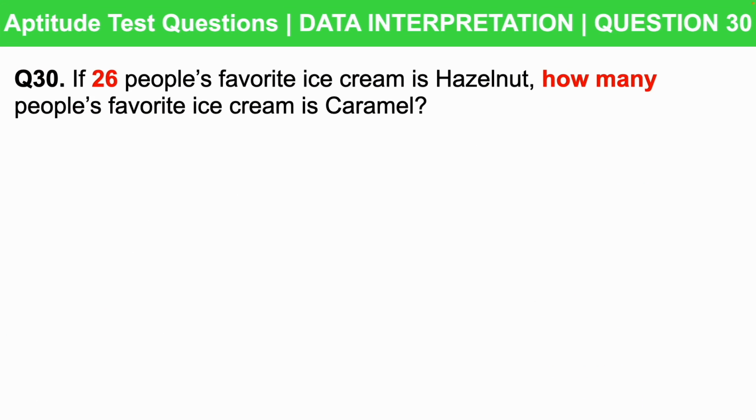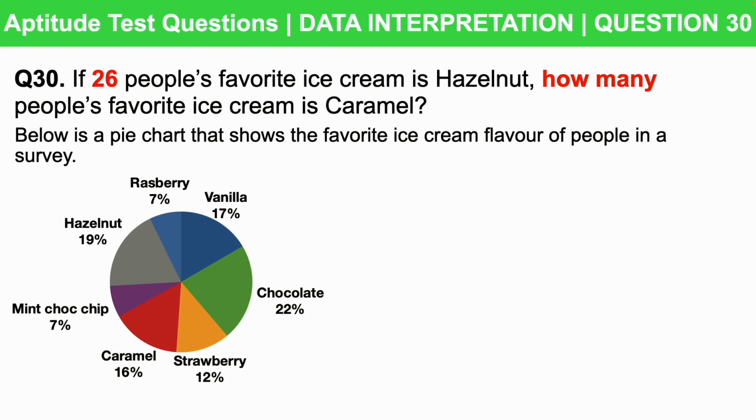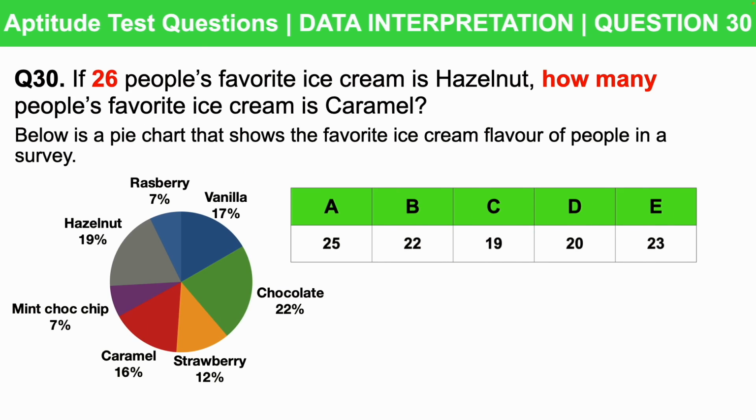If 26 people's favourite ice cream is hazelnut, how many people's favourite ice cream is caramel? Below is a pie chart that shows the favourite ice cream flavour of people in a survey. Here's that pie chart. Now you have 5 answer options to choose from. A, B, C, D or E. And you have 12 seconds to work this out using the same calculation that we just looked at. Here we go.